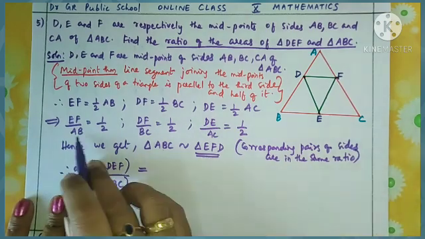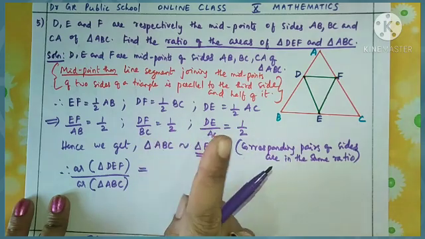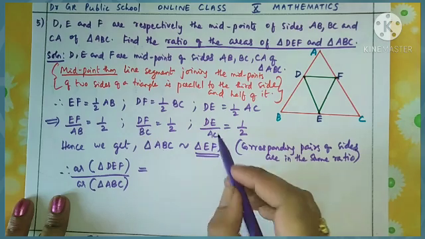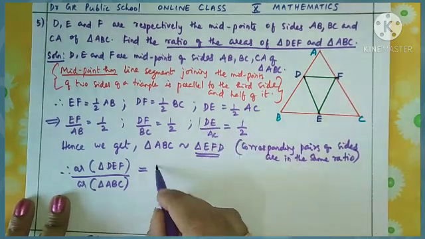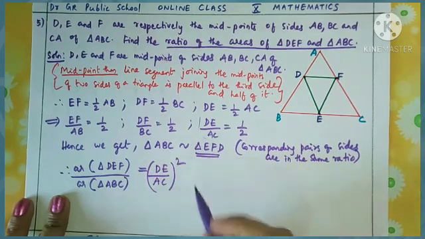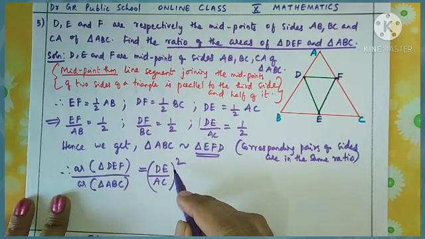Okay, so here all the ratios are equal to 1 by 2. So we are just considering only one ratio to get our answer. If you are taking this ratio DE by AC, you can write DE by AC the whole square. Okay, the square of the ratio of the corresponding sides.